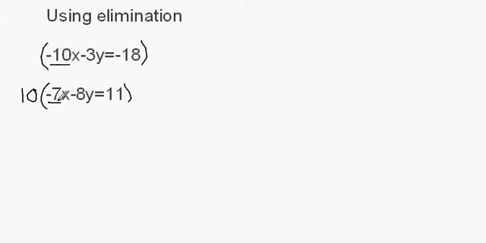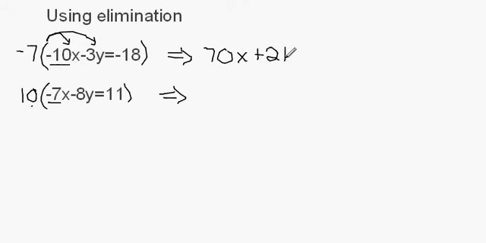Now we are going to multiply the first equation by the first coefficient of the second equation, which is negative 7. It's very important to only change one. Negative 10 became 10, negative 7 stayed the same. Now we are going to distribute the negative 7 in the first equation. Negative 7 times negative 10x gets us 70x. Negative 7 times a negative 3y gets us a positive 21y.